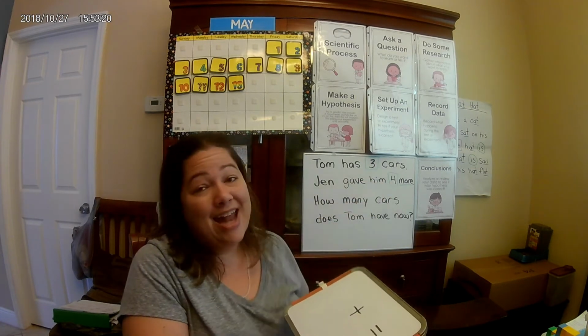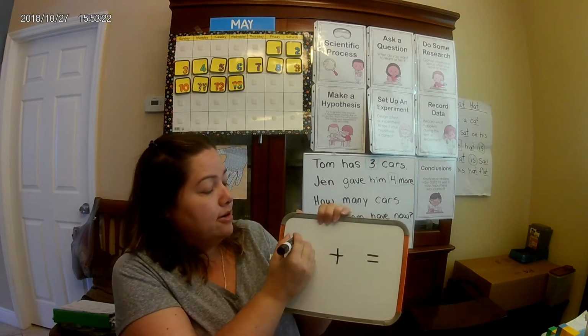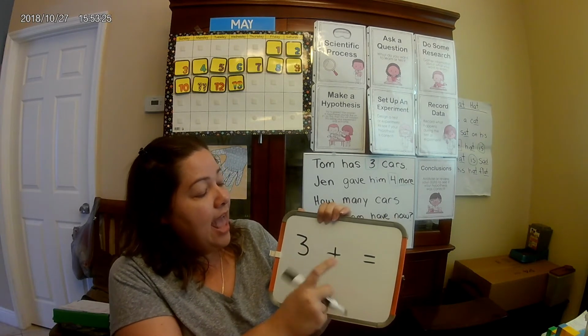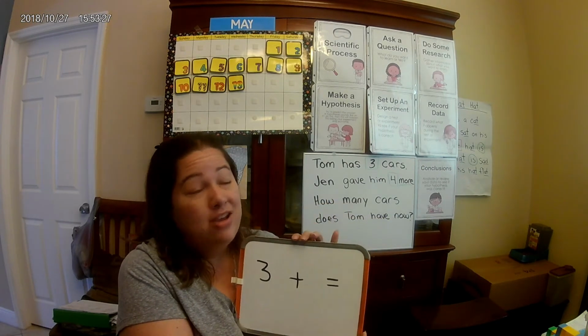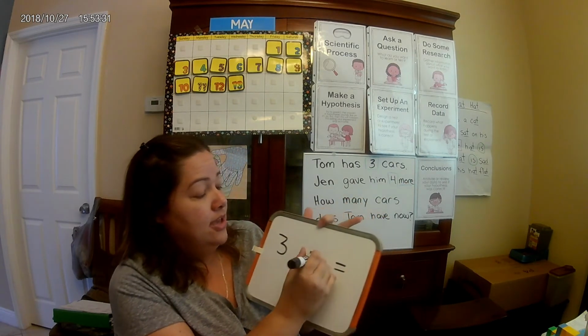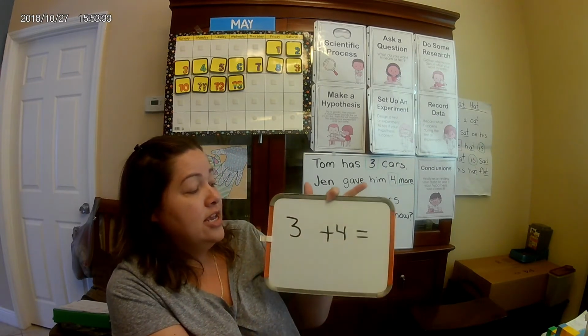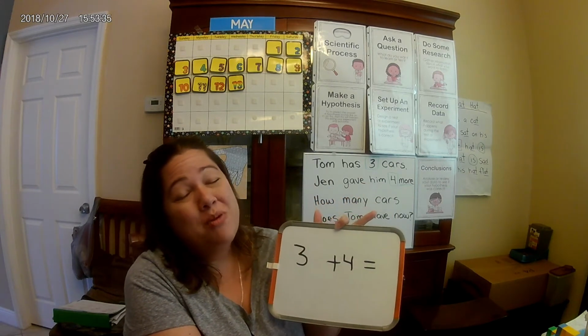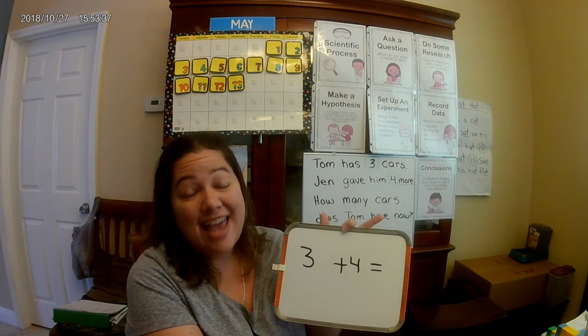He already had 3 cars, so I'm going to put my 3 here in the front. And then Jen gave him how many cars? Jen gave him 4 cars. Okay, so here's my 4. So we need to now find how many cars does he have altogether.